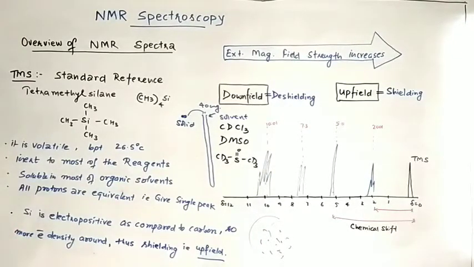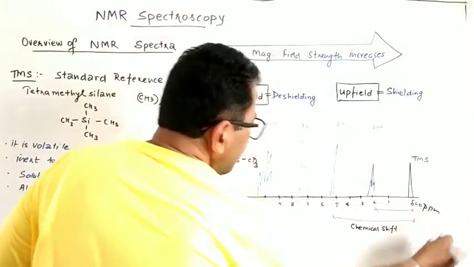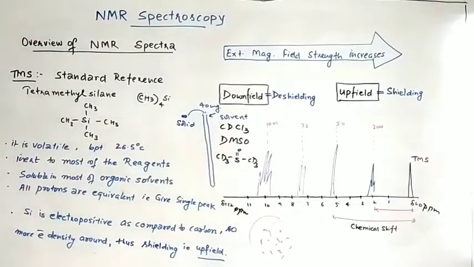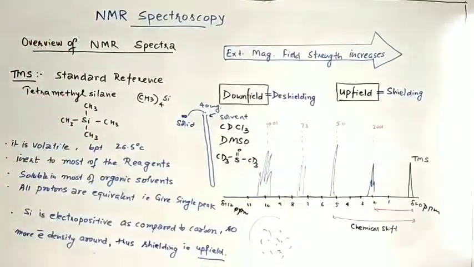So there are two types of peak. And the distance at which the peak appears in the NMR spectrum relative to TMS is called chemical shift. The unit of chemical shift is ppm, parts per million. Here we can write 0 ppm. So this is a chemical shift, like 2.001 is the chemical shift for the first peak, and 5.11 is the chemical shift for the second peak.